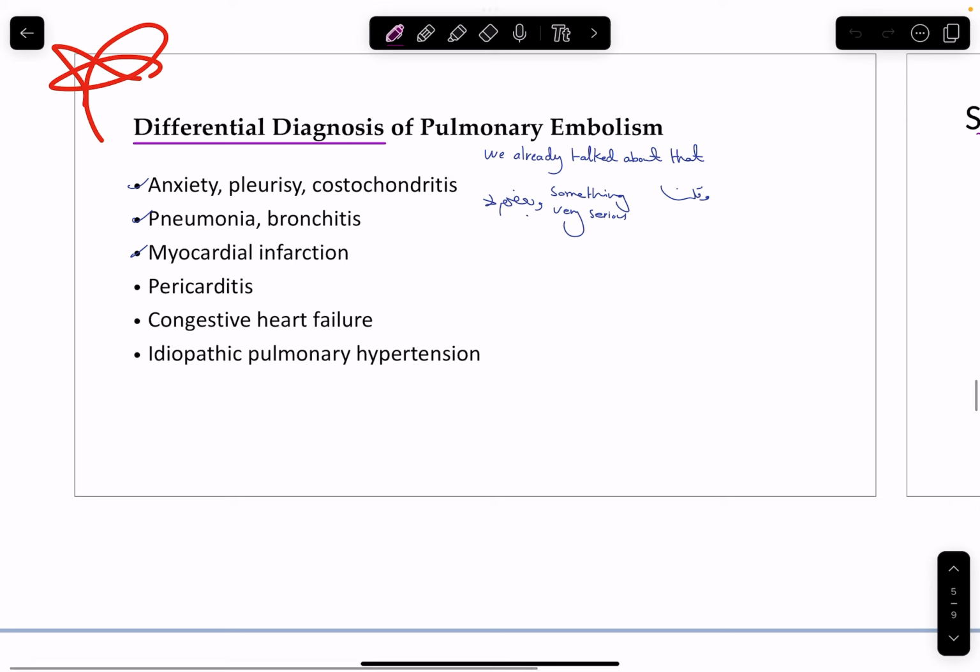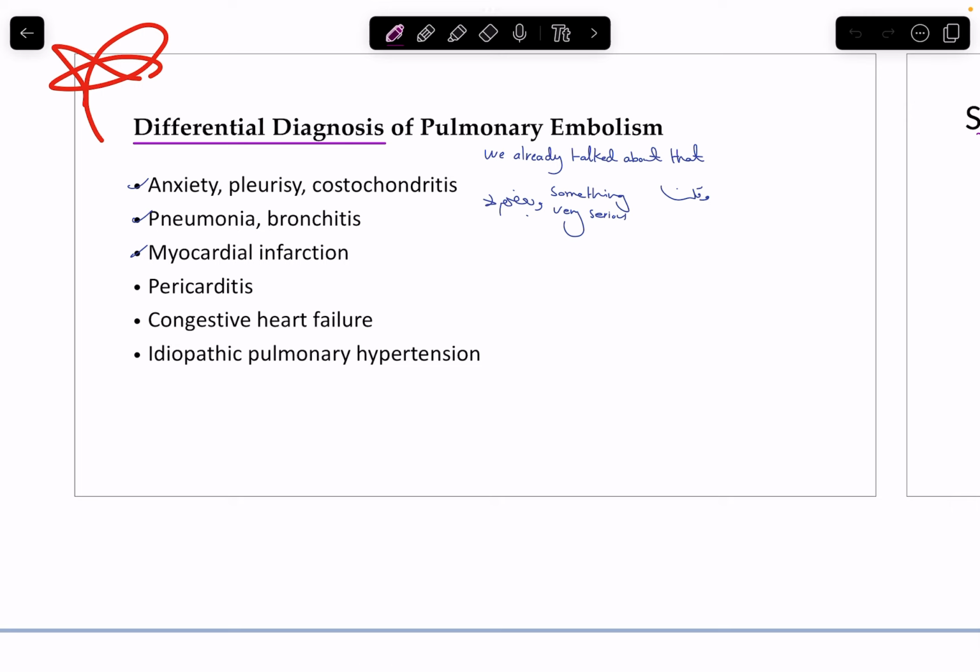So, differential diagnosis of pulmonary embolism. Well, it's a lot, right? That's the problem. Anxiety, pleurisy, which is inflammation after viral infection, costochondritis, which is a cartilage inflammation, pneumonia, bronchitis, myocardial infarction, pericarditis. It's a lot of things. Heart failure, pulmonary hypertension, dissection. There's a million reasons. GERD. So many reasons people come in with chest pain, shortness of breath, palpitations.